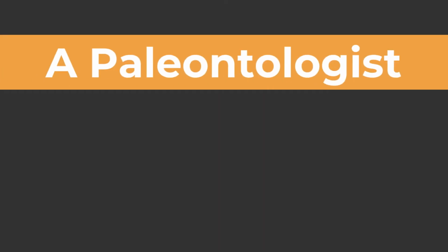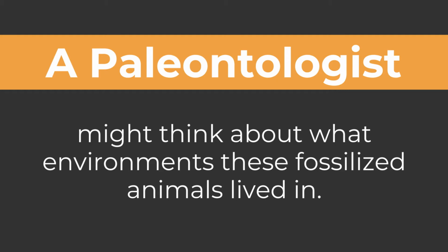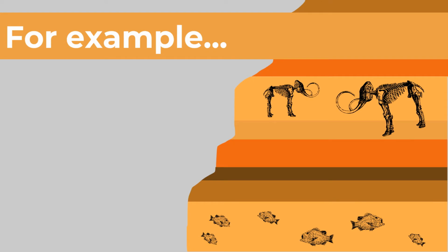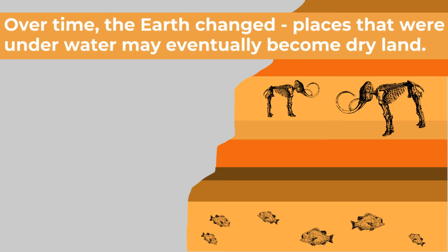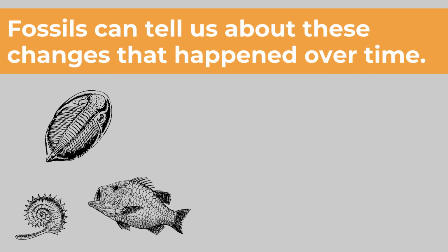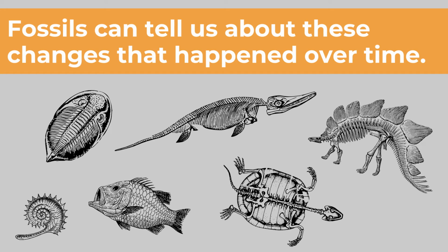A paleontologist might think about what environments these fossilized animals once lived in. For example, the fish fossils at the bottom layer tell us the area was most likely underwater. However, the mammoth fossils at the top tell us that this area was also once dry land. Over time, the Earth changed. Places that were underwater may eventually become dry land. Fossils can tell us a lot about these changes that happened over time.